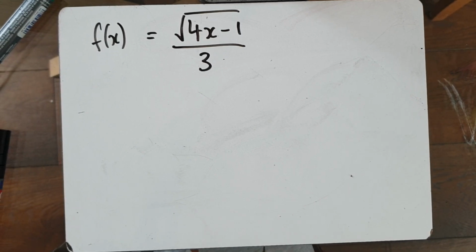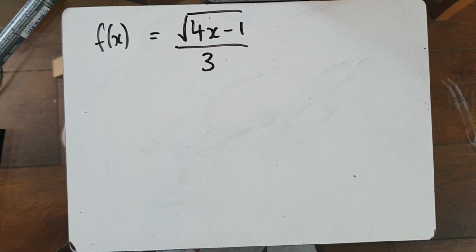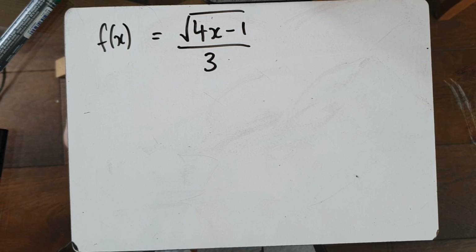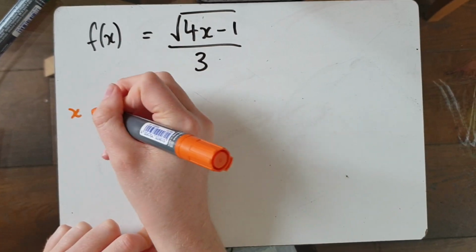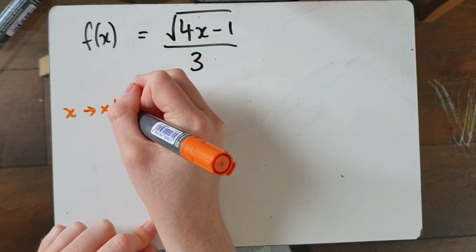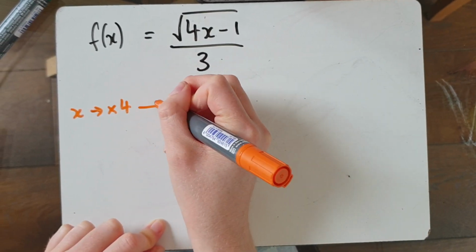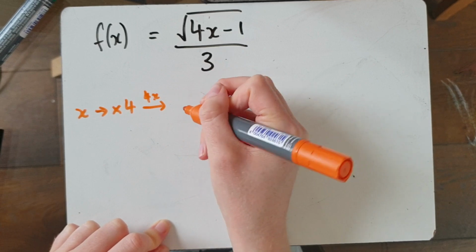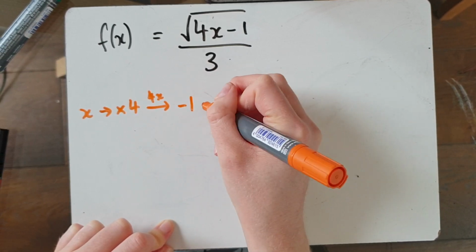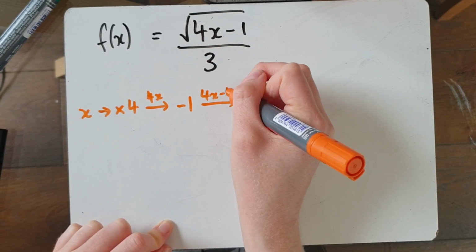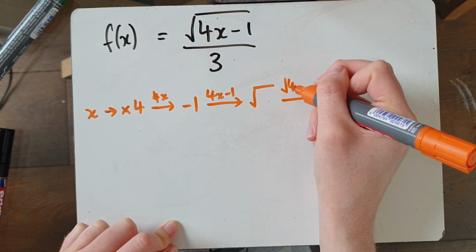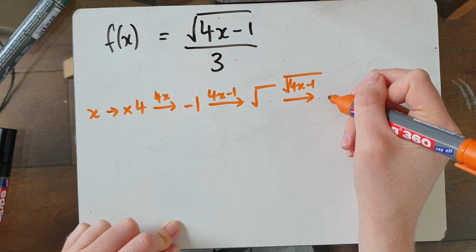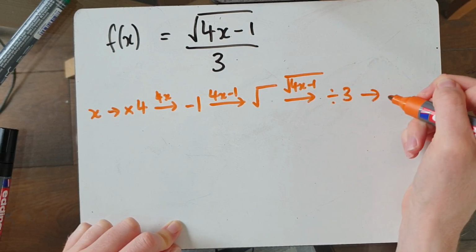If you like the function machine method better, we can use that here as well. So this function takes x and it multiplies, there we go, by 4. It then subtracts 1. It then square roots, and then it divides by 3.